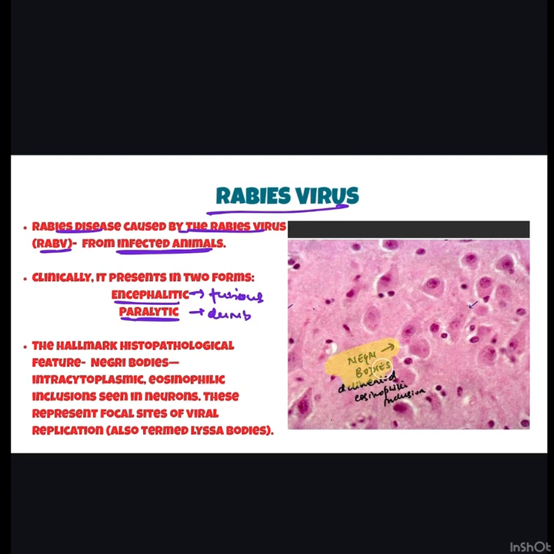So what are Negri bodies? As you can see in this photo, they are nothing but intracytoplasmic eosinophilic inclusions, which are usually seen in the neurons. One thing you should know is that the most common site is the hippocampus and the cerebellum in the brain, and the most classic histopathological feature are Negri bodies. And these usually represent focal sites of viral replication, so they are also called Lyssa bodies.